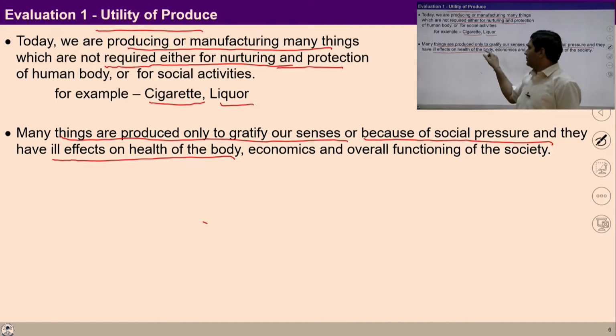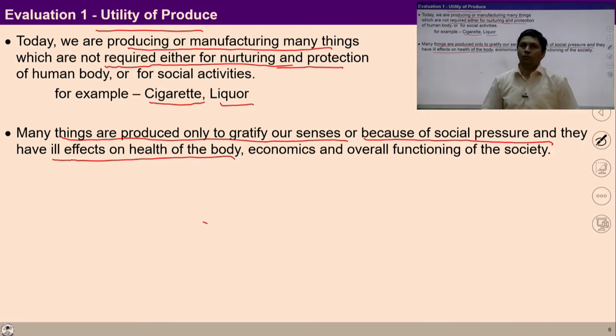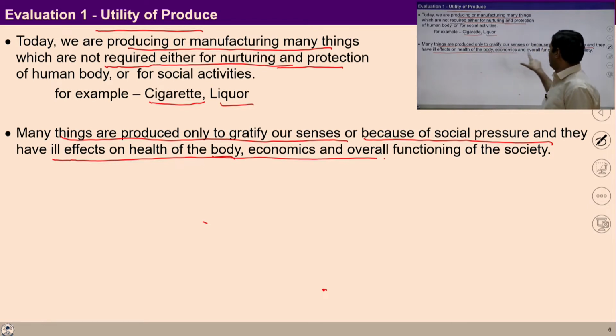So the first problem in such kind of production is that a human being cannot be satisfied in continuity. Number two, it creates a burden on the rest of nature. And with gratification of senses, one becomes greedy. One feels deprived because satisfaction cannot be ensured through those produced things which are actually produced for gratification of our senses. So they have ill effects on the health of the body, economics, and overall functioning of the society.